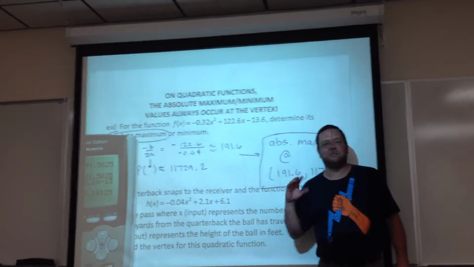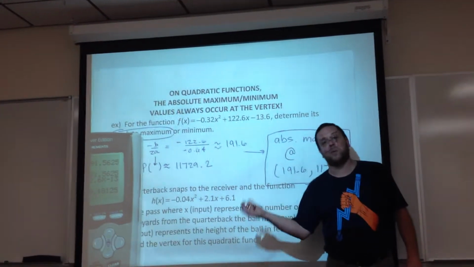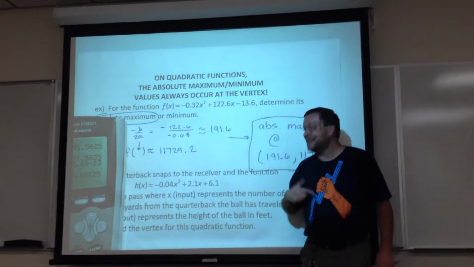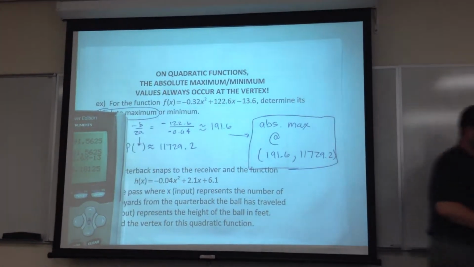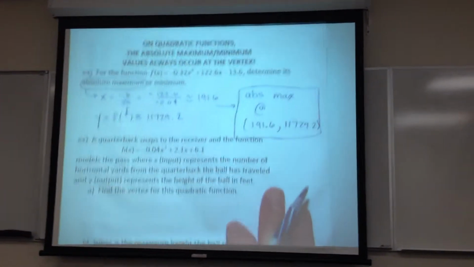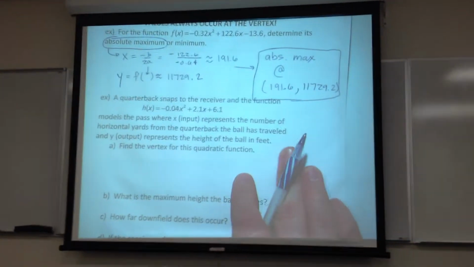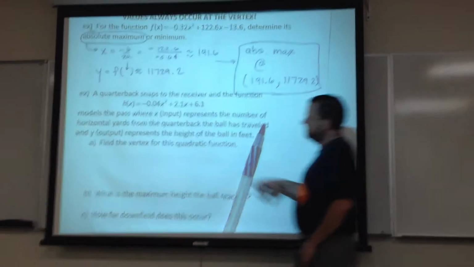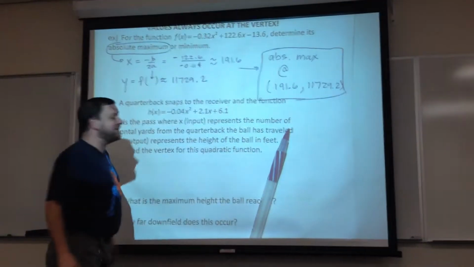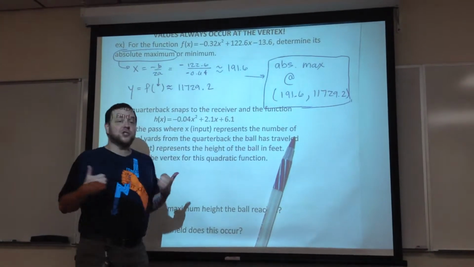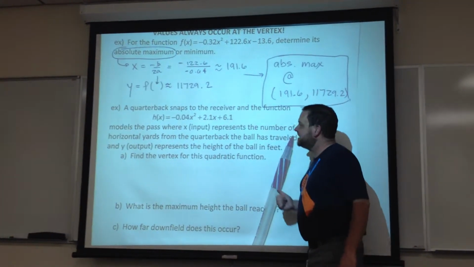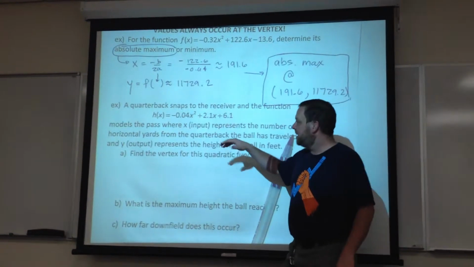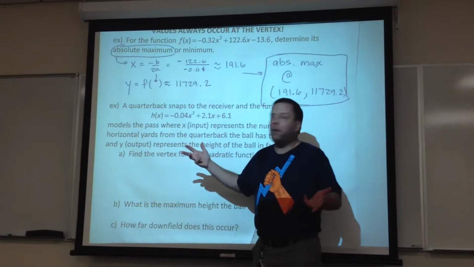Anytime you see something subject to the pull of gravity, like a projectile flying through the air, it's always going to be able to be modeled by a quadratic function. So, in this next example, it's talking about a quarterback that snaps to the receiver. And this function, h of x equals negative 0.04x squared plus 2.1x plus 6.1, represents the actual pass itself. In other words, the flight path of the ball.